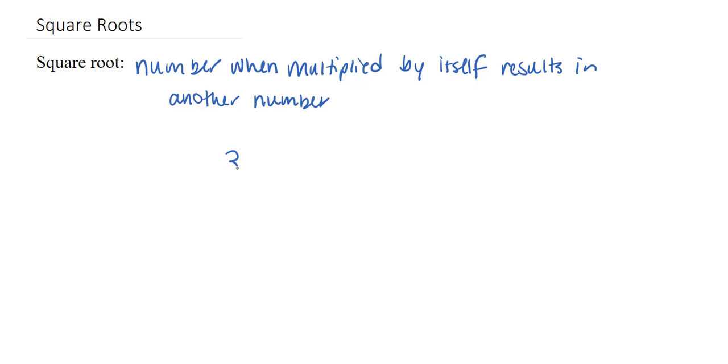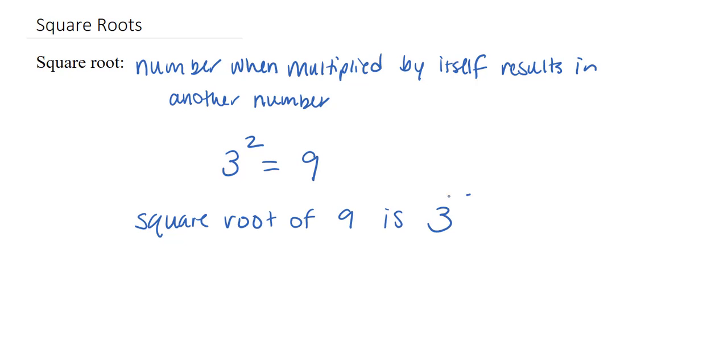So let's look at that. 3 squared is equal to 9. Well, the square root of 9 is 3. So 3 times itself, which is 3 times 3, is equal to 9. So if we're looking to find the square root of, say, 9, all you're looking for is a number which can be multiplied by itself to equal that number.